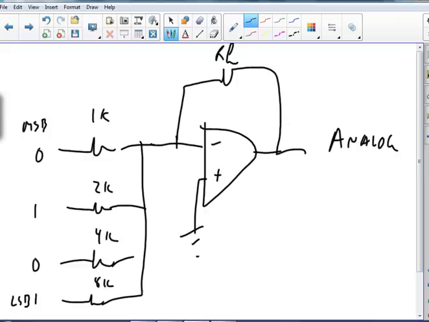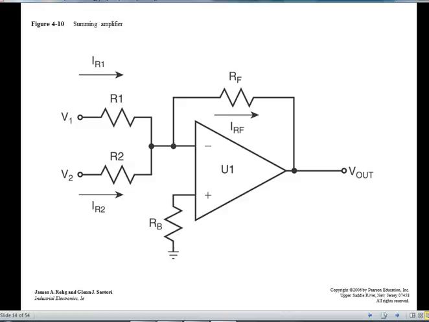The more resistance, the less current. So my least significant bit gets less current. My most significant bit gets 8 times as much. Okay, so I could do that if I wanted to.